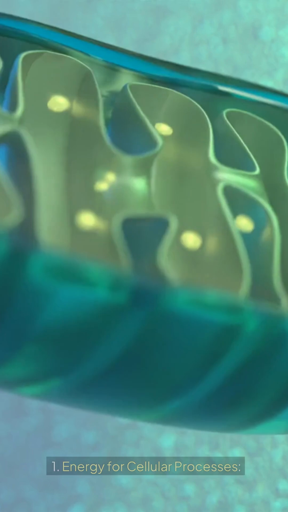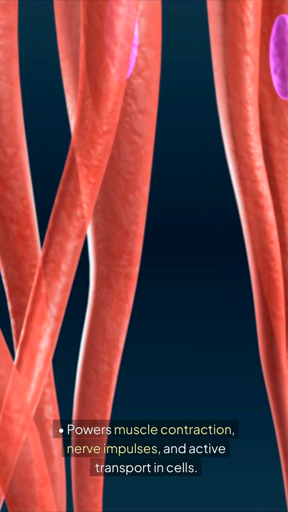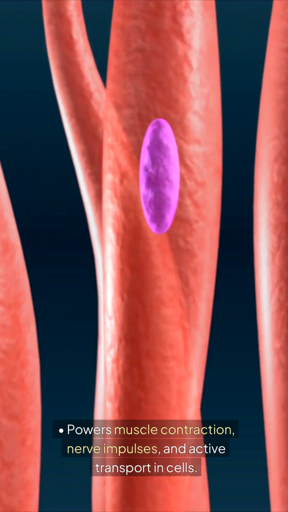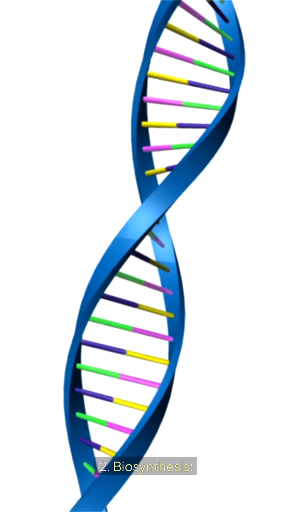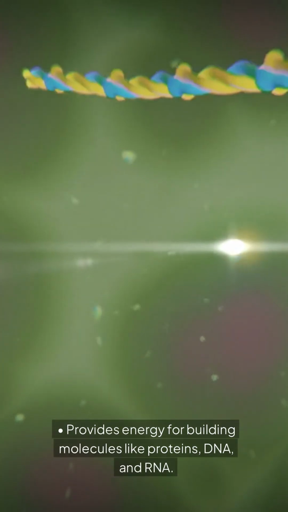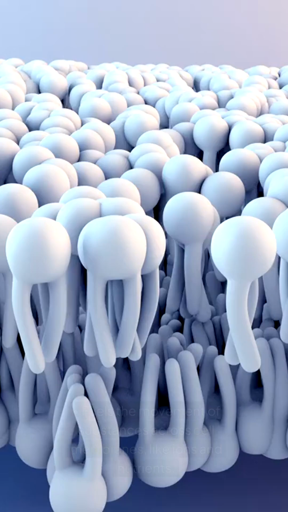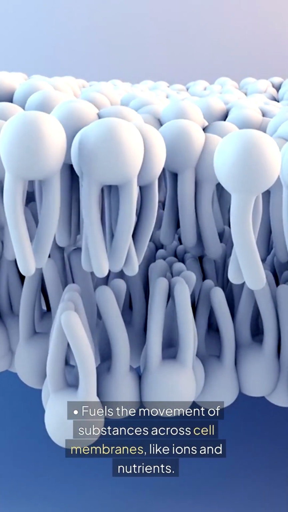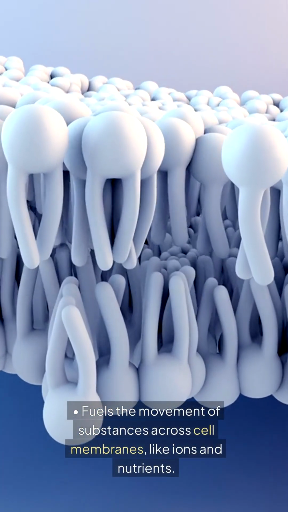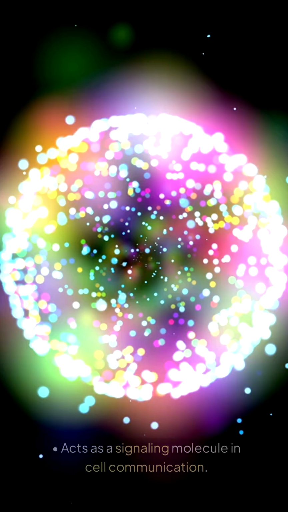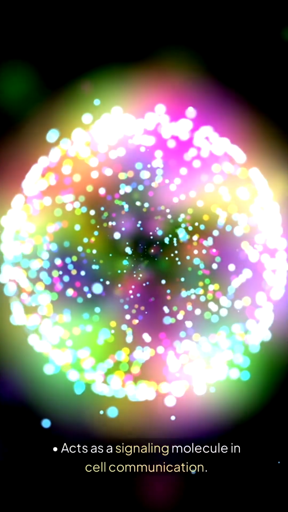Functions of ATP. 1. Energy for cellular processes. Powers muscle contraction, nerve impulses, and active transport in cells. 2. Biosynthesis. Provides energy for building molecules like proteins, DNA, and RNA. 3. Transport. Fuels the movement of substances across cell membranes like ions and nutrients. 4. Signaling. Acts as a signaling molecule in cell communication.